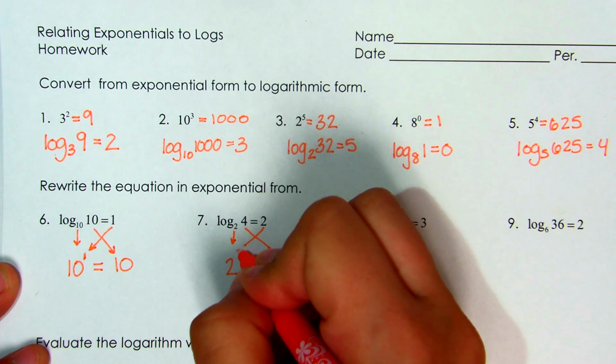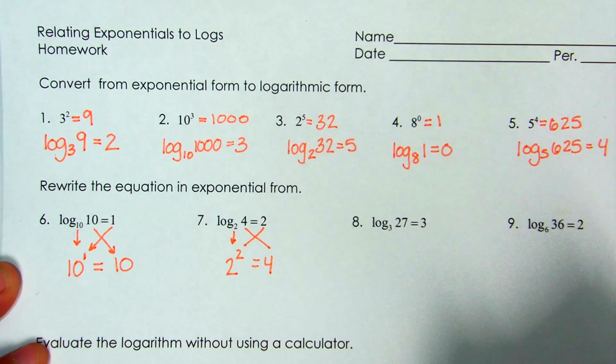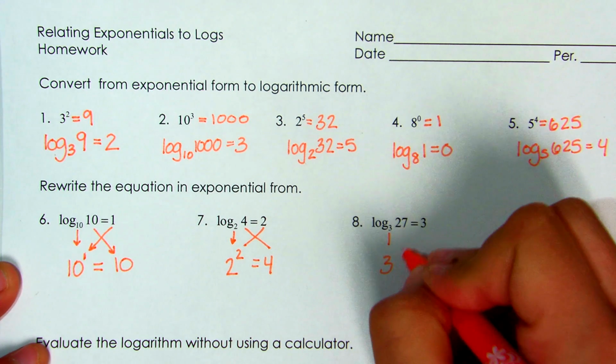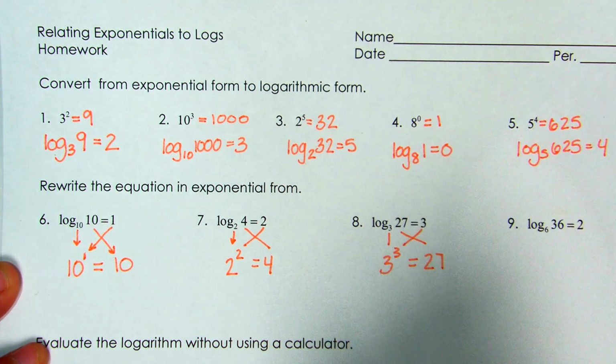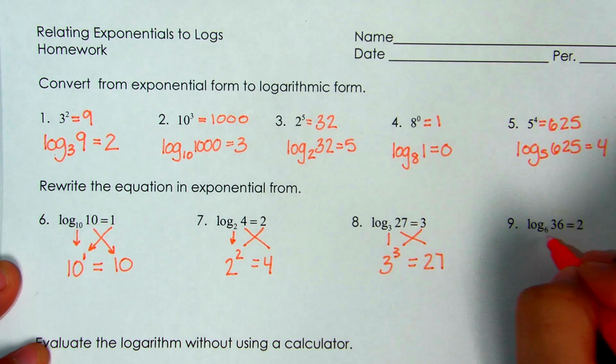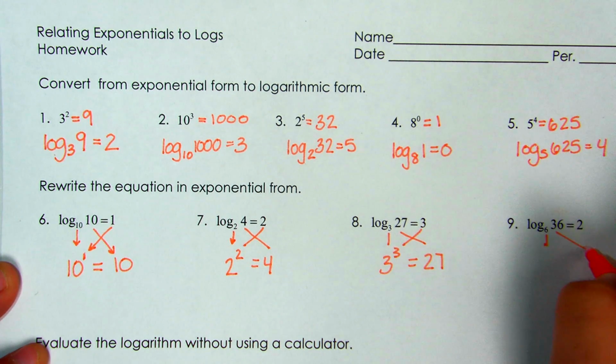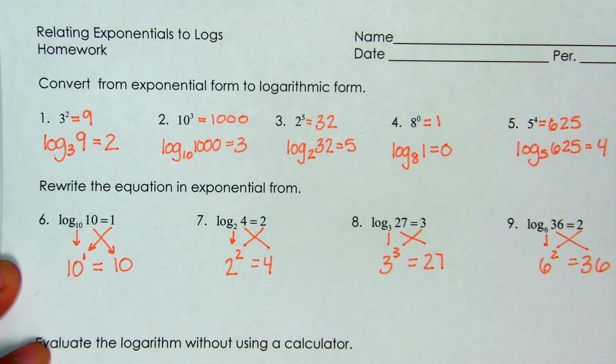These two crisscross, so 2 squared equals 4. Straight down, crisscross. 3 cubed equals 27. Straight down, crisscross, 6 squared is 36.